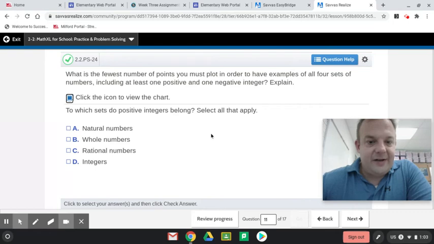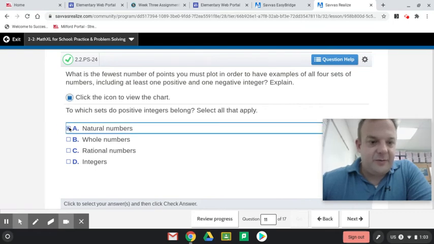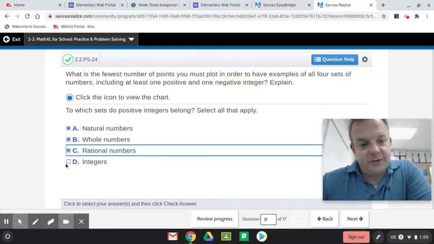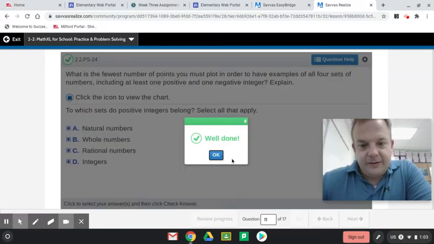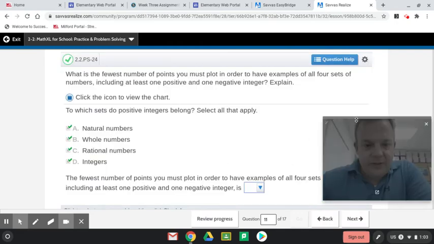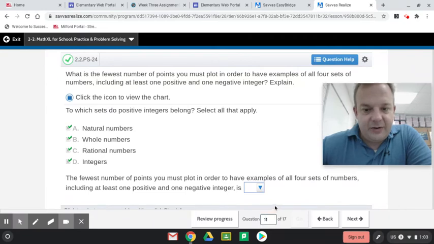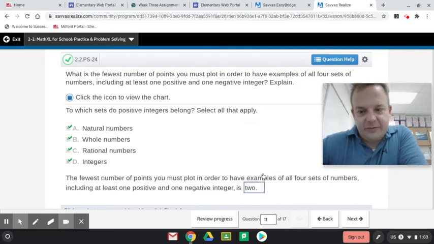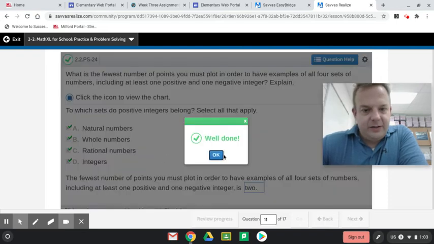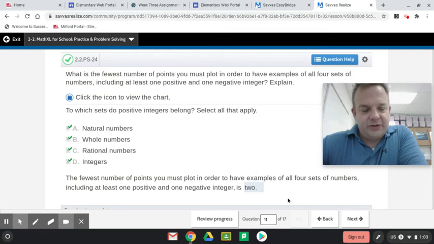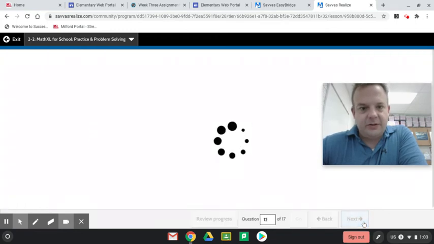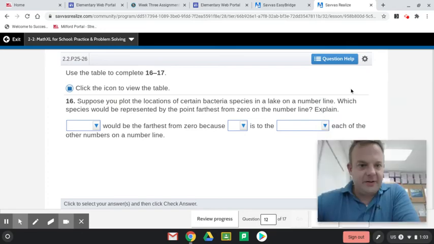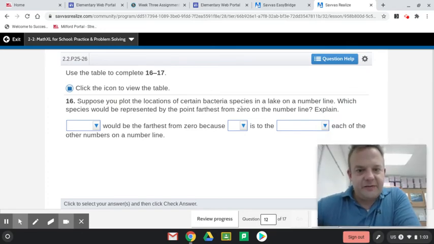To which sets do positive integers belong? So positive integers are natural numbers. They could also be whole numbers. They could also be rational numbers and integers. The fewest number of points you must plot in order to have examples of all 4 sets of numbers, including at least 1 positive and 1 negative. So that would be 2. The rational numbers, whole numbers.